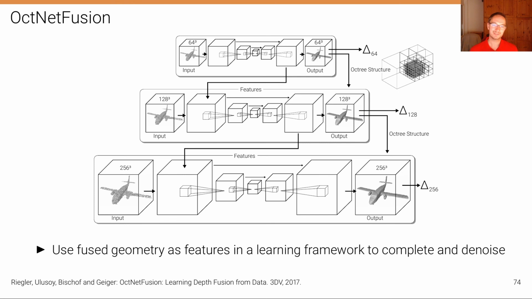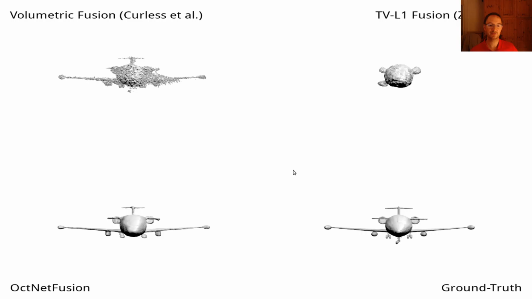Here's one work that we did in our group. One problem with volumetric fusion is that it assumes quite noise-free input, which is often not guaranteed depending on the type of sensor. And so it's beneficial to also integrate deep learning into the estimation process, and that's what this work tries to do. It's basically a 3D convolutional network that uses efficient data-adaptive data structures in order to take as an input features from the fusion process and outputs a denoised and completed reconstruction.